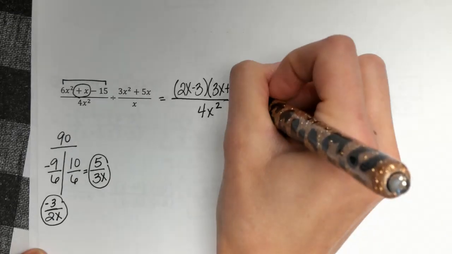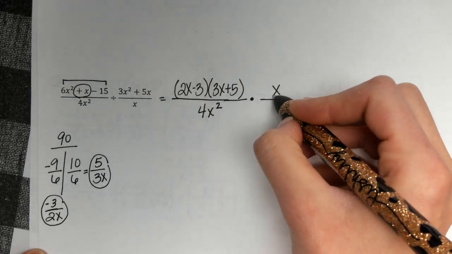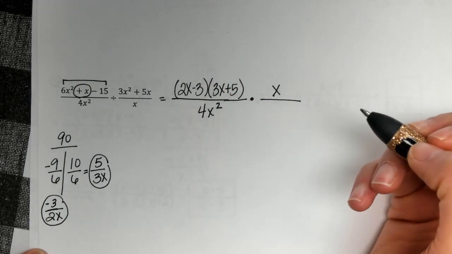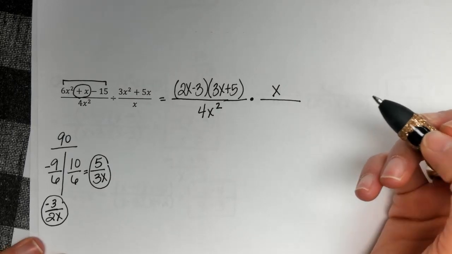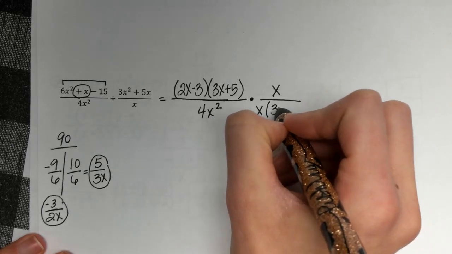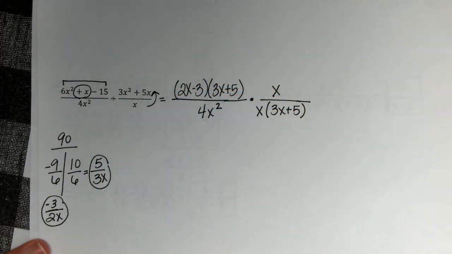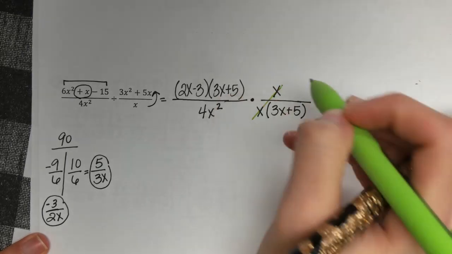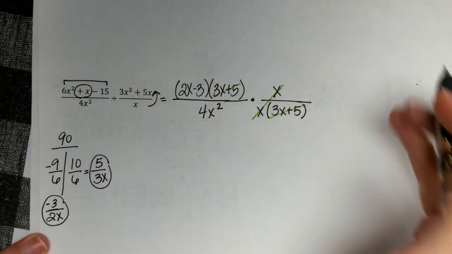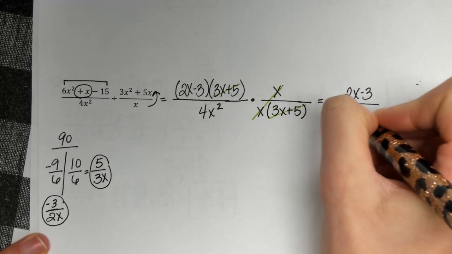Then I'm going to change it to multiplication. That x is now on the top. And 3x squared plus 5x, what can I do with that? Factor out an x, and that leaves me with 3x plus 5, because I flipped those. Okay? So, what can cancel? So now all I have is 2x minus 3 over 4x squared.